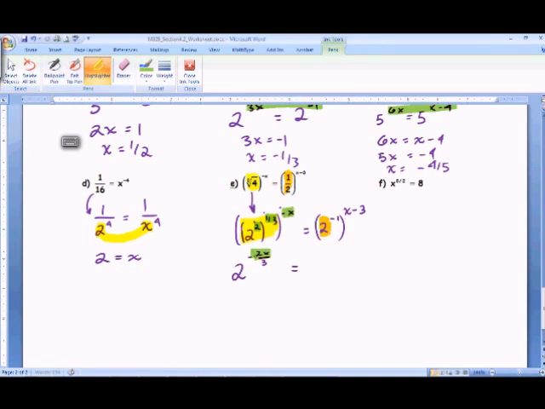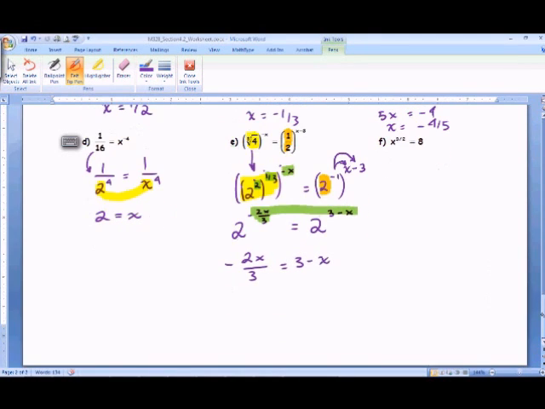equals, and then on the right side, I just need to make sure that I'm multiplying these exponents together. So -1 times x, -1 times -3, that's going to be 2 to the 3 minus x. And then at that point, it's acceptable to set my exponents equal to each other. The reason I'm allowed to set those exponents equal to each other is because the bases are the same. So I have negative 2x over 3 equals 3 minus x. Now we can go ahead and solve this equation.